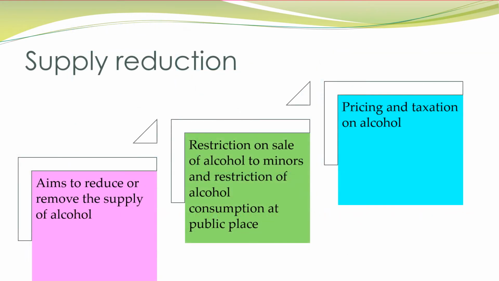Supply reduction means controlling alcohol availability through legislation and regulation. For example, we can increase the pricing and the tax on alcohol. Even restricting the sale of alcohol to minors and restricting alcohol consumption in public places can reduce the supply.